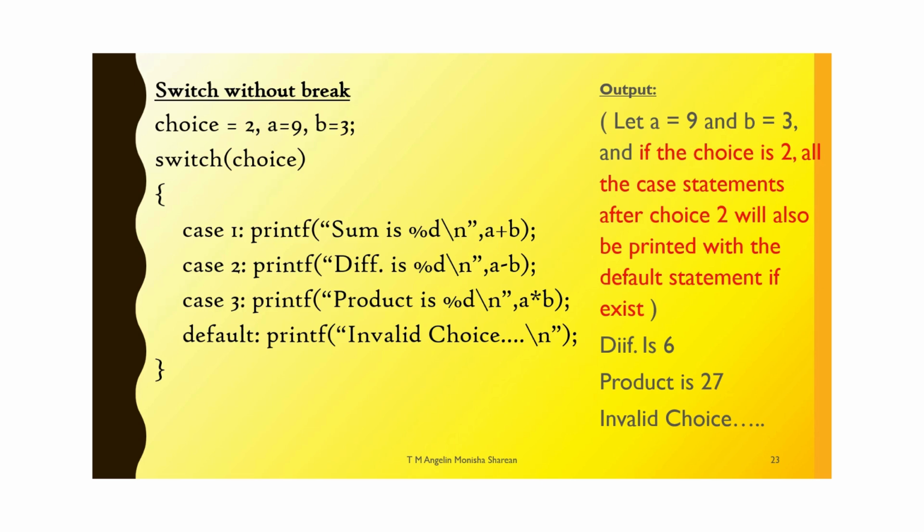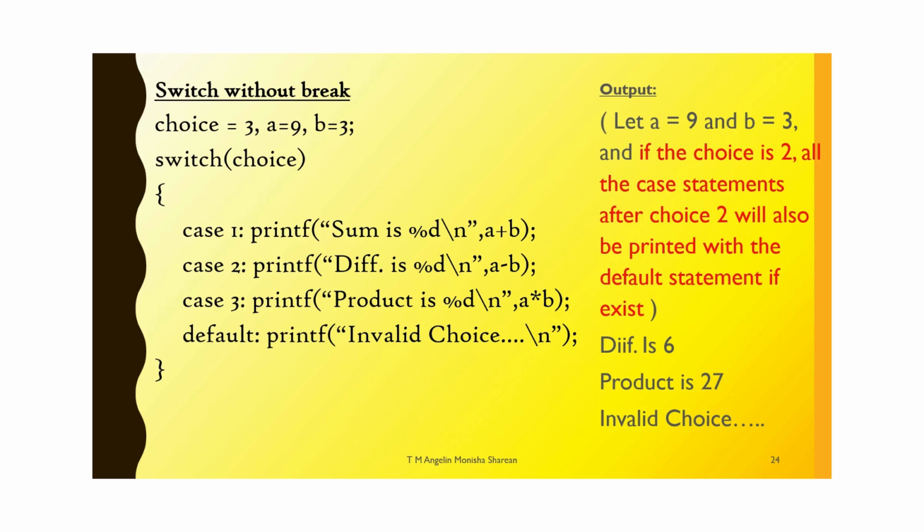So in this example, you have three variables defined: choice, A and B, with values 2, 9 and 3 respectively. Imagine the value of choice is 2. Inside the switch, 2 is passed, and that 2 is compared with the cases. Obviously case 2 is matching the choice. So the calculation A minus B will be performed, and it will be printed on the screen. That is, printf difference between A and B, that is the value 9 minus 3 is equal to 6, will be printed on the screen.